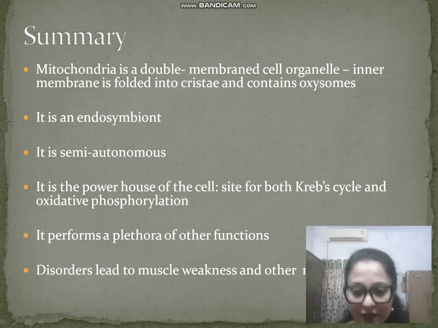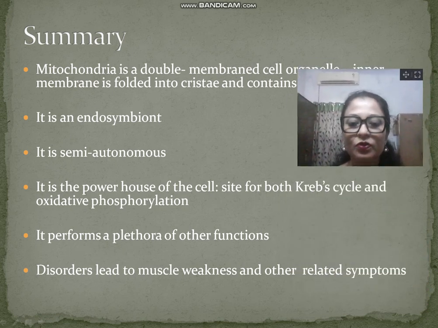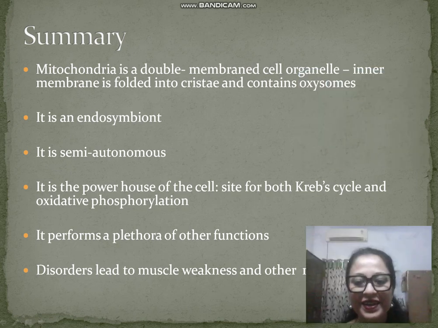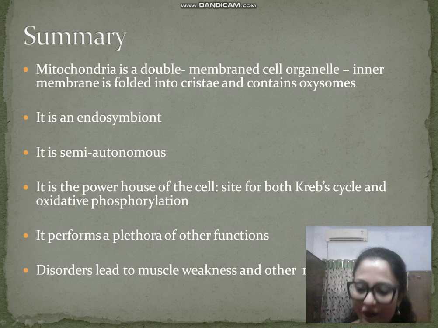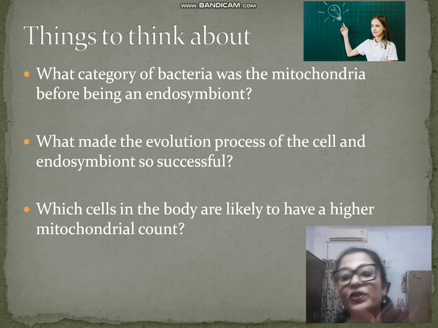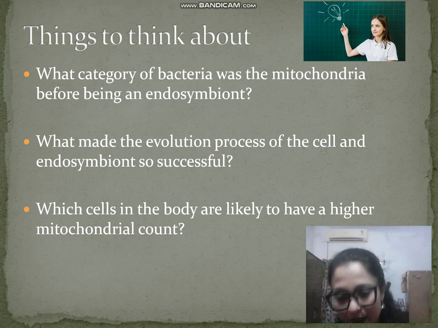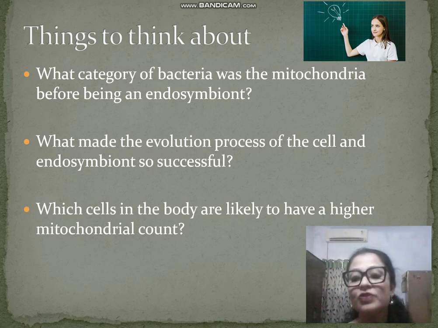And disorders, as we see, I'll clear out this area, I'll move myself again. Disorders lead to muscle weakness and other related symptoms. As we see, we have covered a bit, and only a bit, of mitochondria. That too, not the entire thing. We have so many reactions to understand, right? So we'll do all of that bit by bit. This was just an introduction. I hope you understood all that.